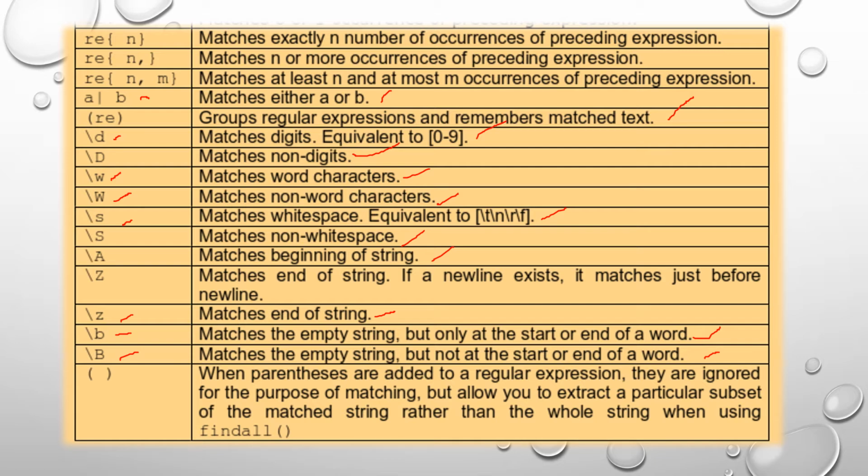And the normal braces, the meaning of this is: when parentheses are added to a regular expression, they are ignored for the purpose of matching, but allow you to extract a particular subset of the matched string rather than the whole string when using the find function.